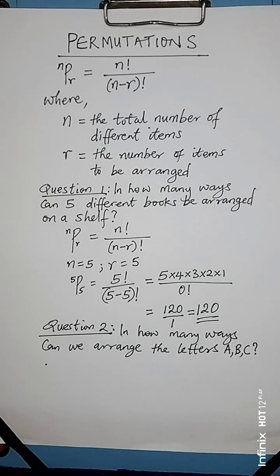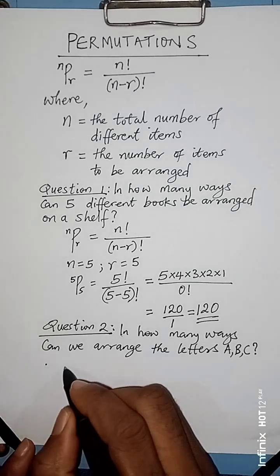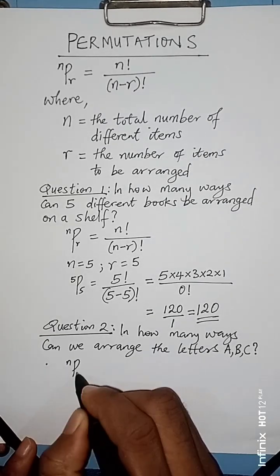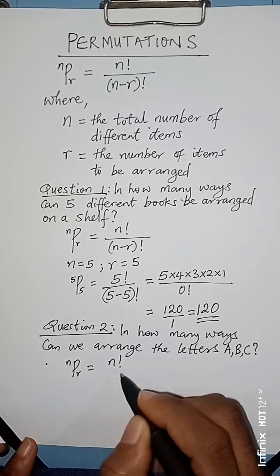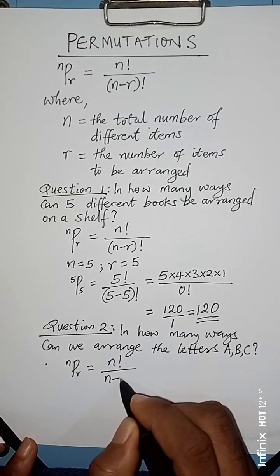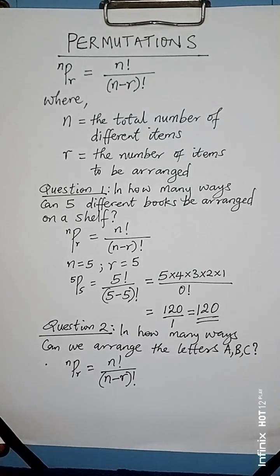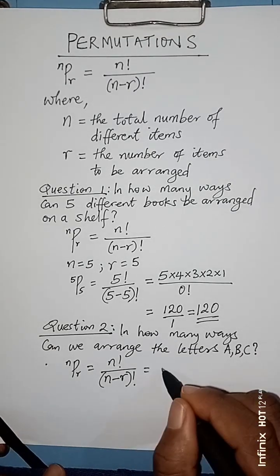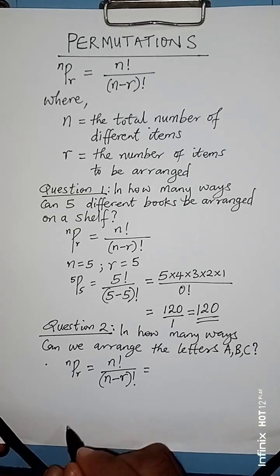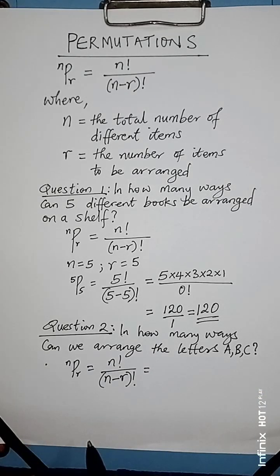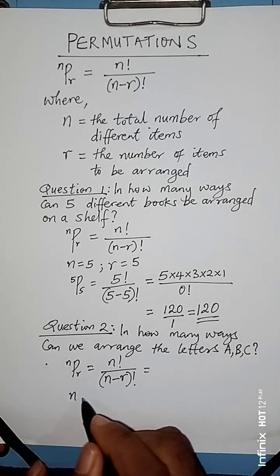Now let's look at the second question. In how many ways can we arrange the letters A, B, C? Again, to solve this question, all I need to do is to apply the permutation formula, which is nPr equal to n factorial divided by (n minus r) factorial. Okay, let's put the numbers into the n and the r. But first, how many letters do we have there? We have 3 letters, so that will be our value for n.